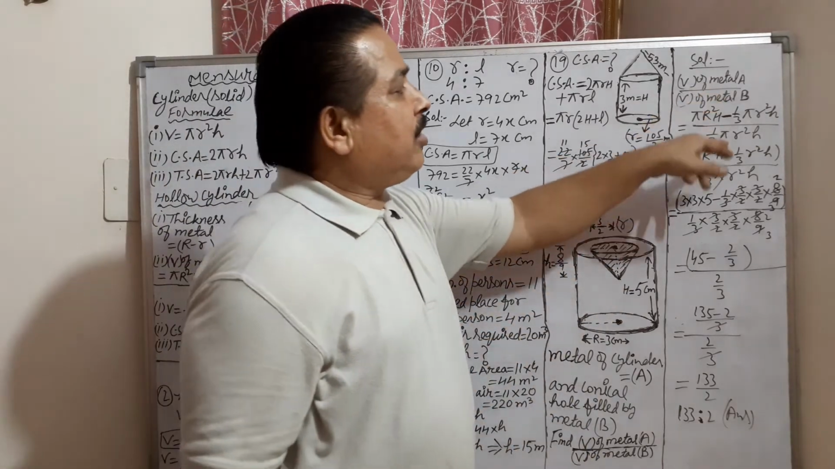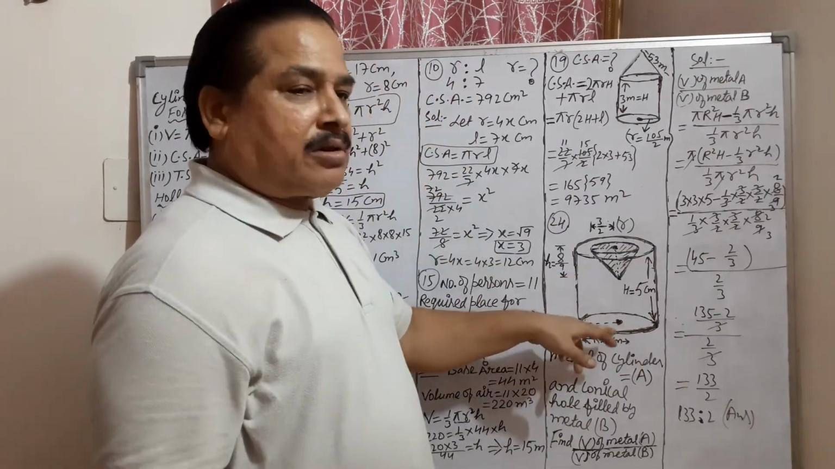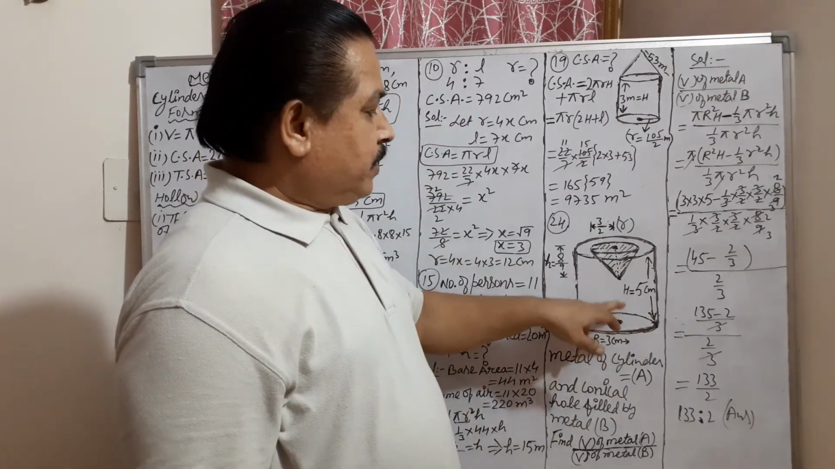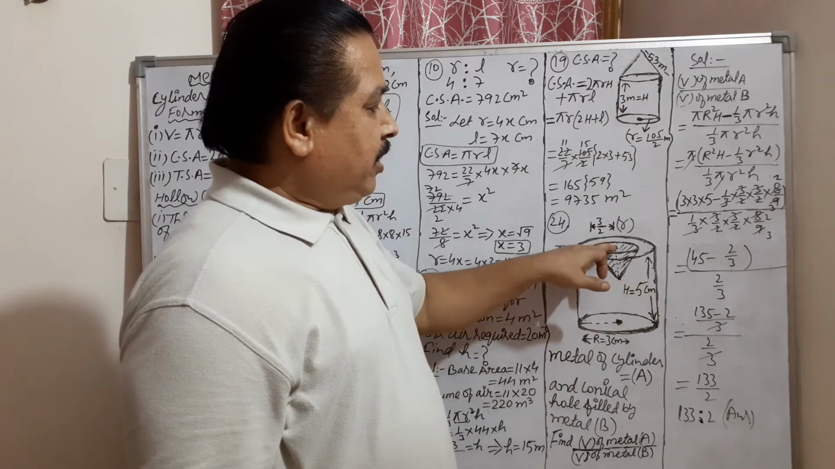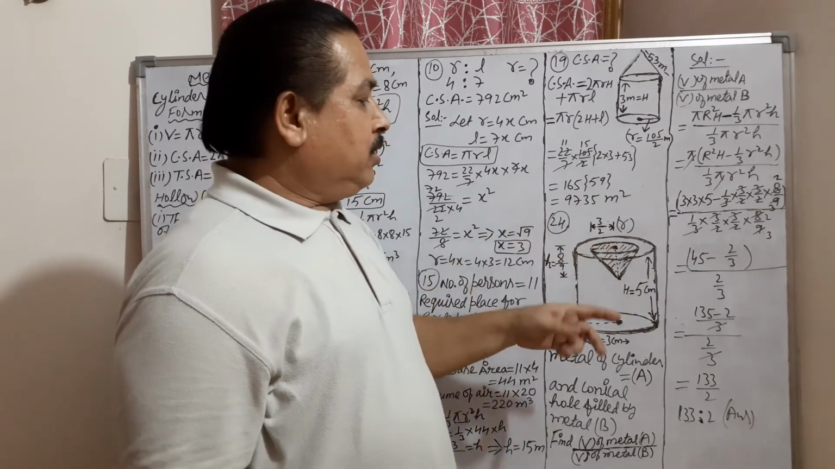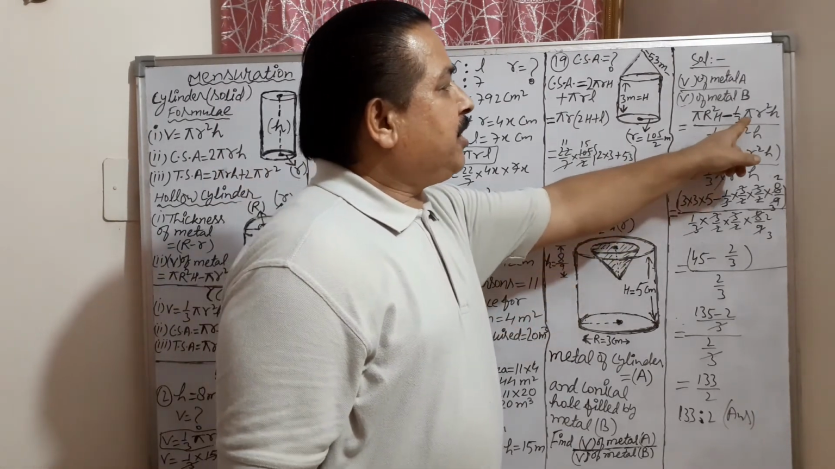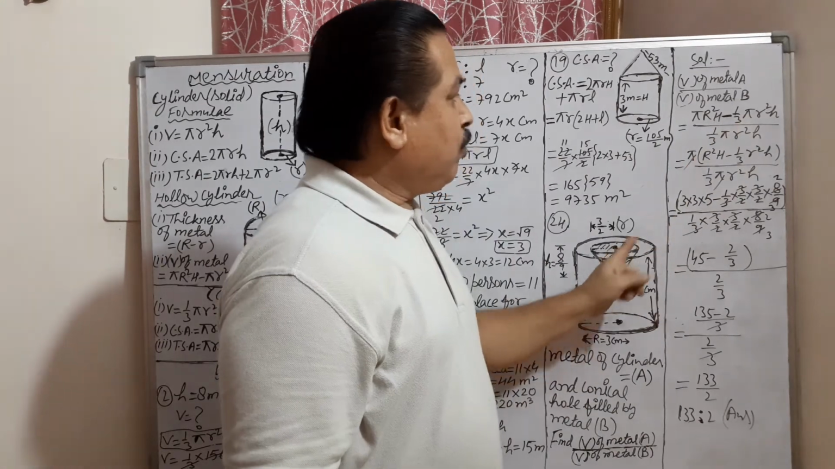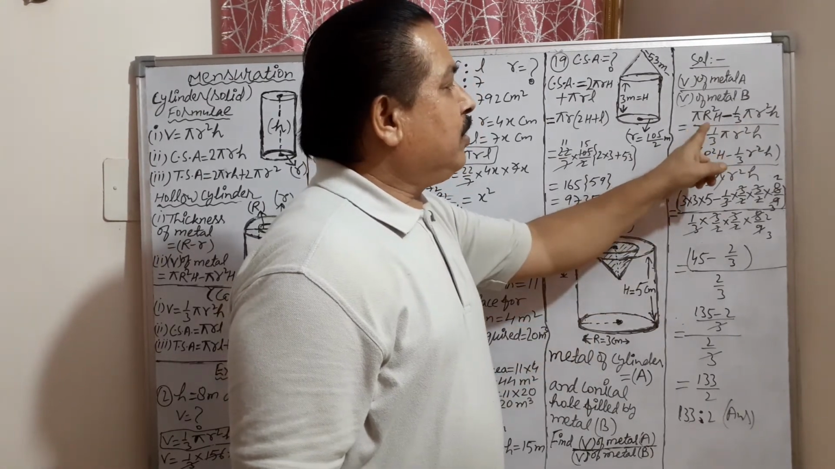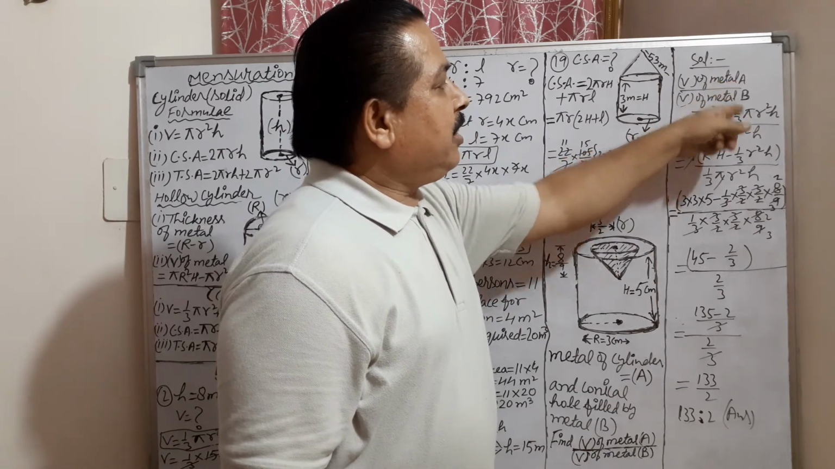See here, starting from here, the volume of metal A. How much metal A is left out? See here, this is metal A. Now here is a hole. From this hole, metal A is already taken out in this conical shape. So just subtract the cone volume from the cylinder volume. Cylinder volume minus cone volume will be the metal A volume.